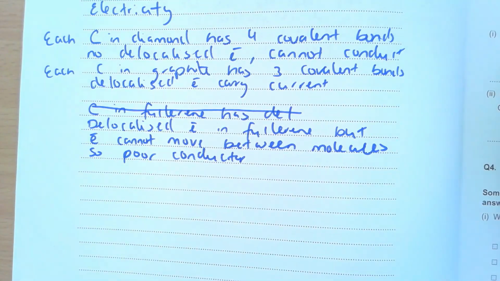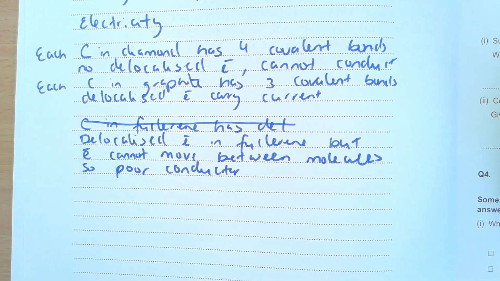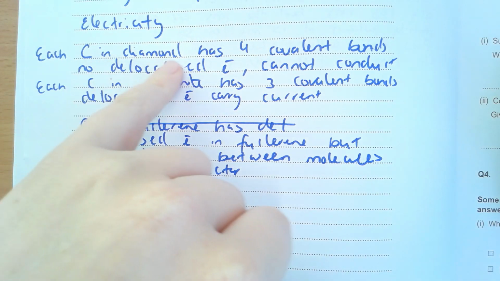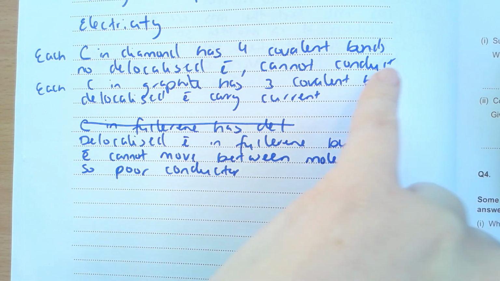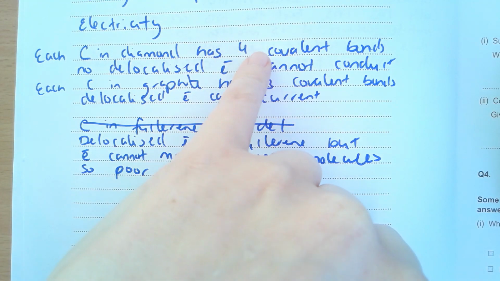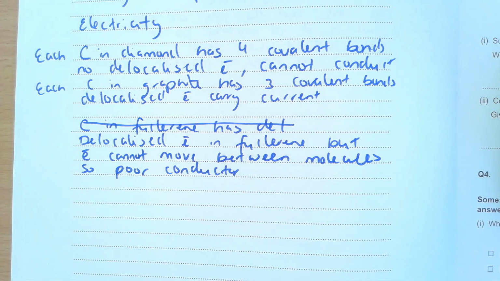In terms of electricity, in diamond, make sure you're phrasing this correctly. Sometimes you say there are 4 covalent bonds in diamond. That is completely wrong. There are way more than 4 covalent bonds in diamond. The way you have to phrase it is: each carbon in diamond, and there are millions of them, has 4 covalent bonds. Because each carbon is forming the maximum number of bonds, there are no delocalized electrons, therefore it's not going to conduct electricity.